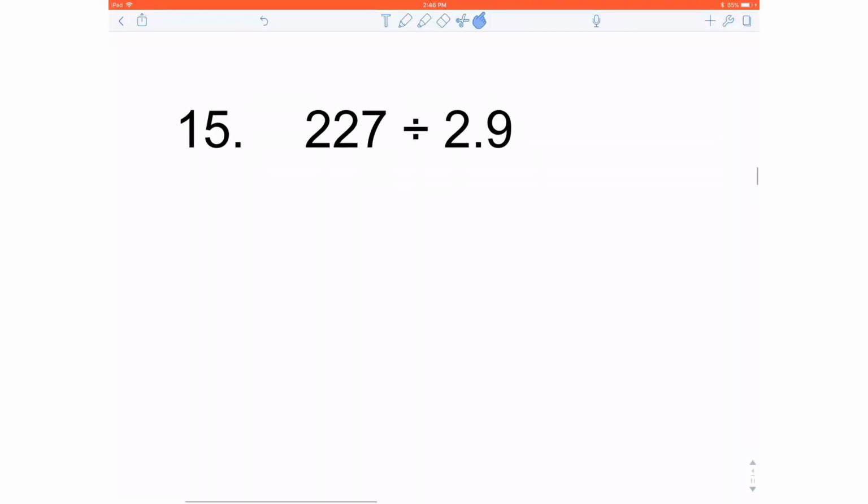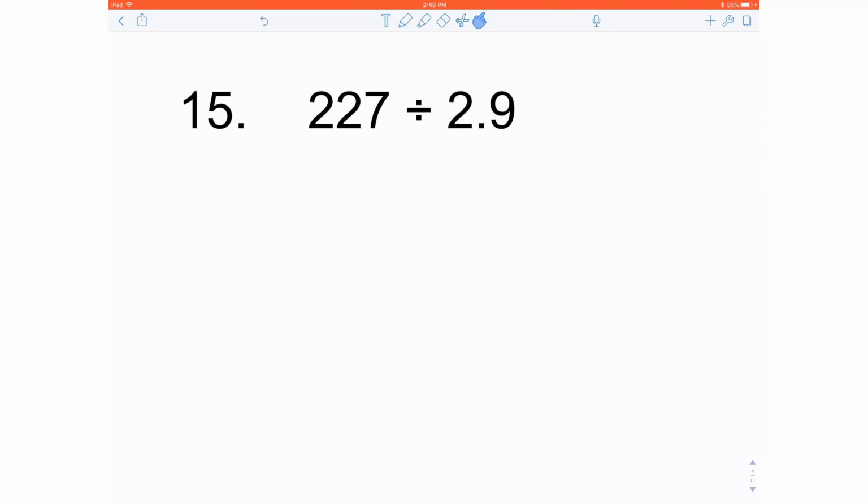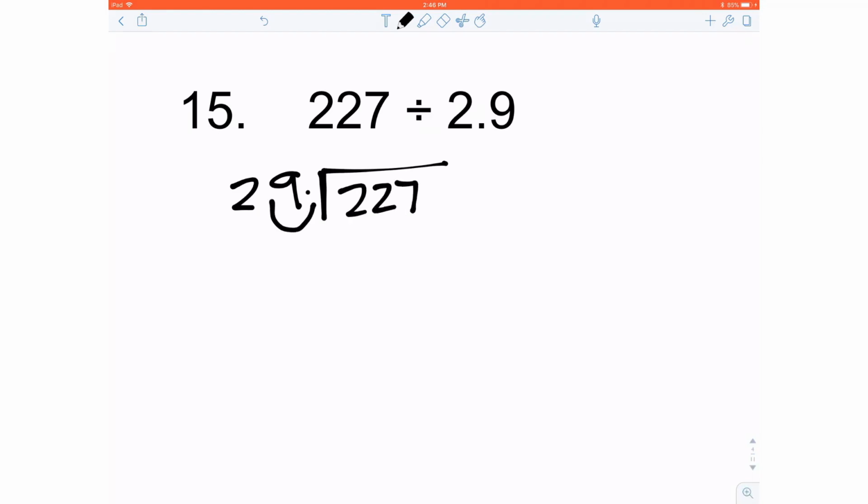I hope you got it. If not, don't worry, I'm going to go over it with you right now. So, let's write this. Okay, 2.9 goes into 227. Well, guess what? I can't have this decimal here. I'm going to move it to the back, which means I have to move this to the back.